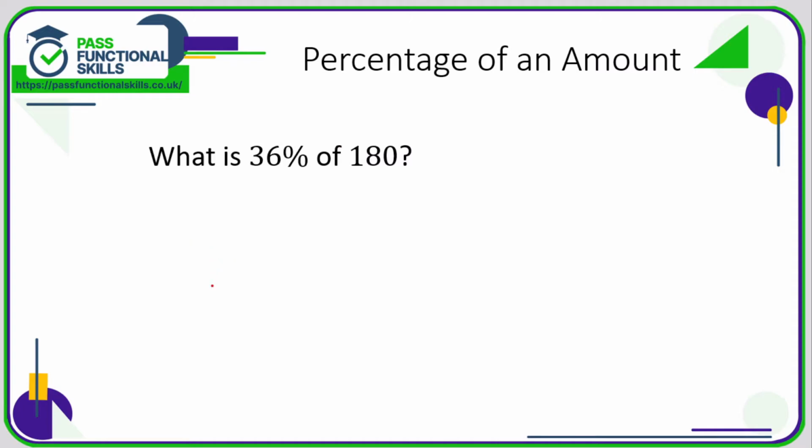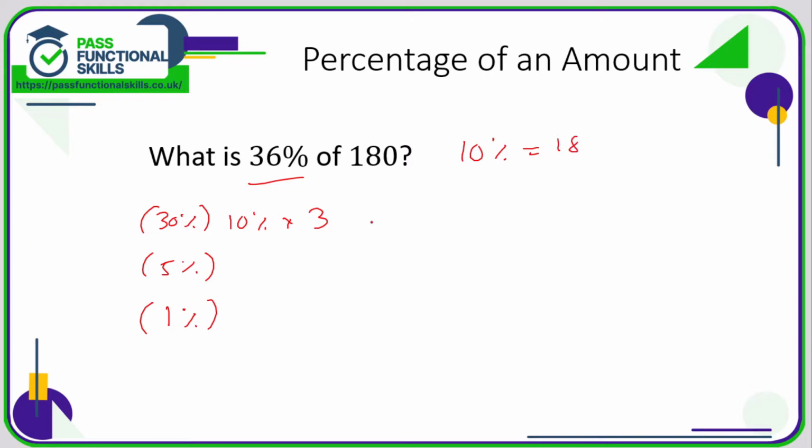If you don't have access to a calculator and you get a slightly nasty question like this, 36%, then what you'd need to do is work out 10% and then multiply that by 3, and that will give you the 30%. Work out 5%, which will be half of a 10% amount, and then work out 1%. 30 plus 5 plus 1 is 36. So 10% is 18. So here for 30%, we're doing 18 times 3, which is 54.